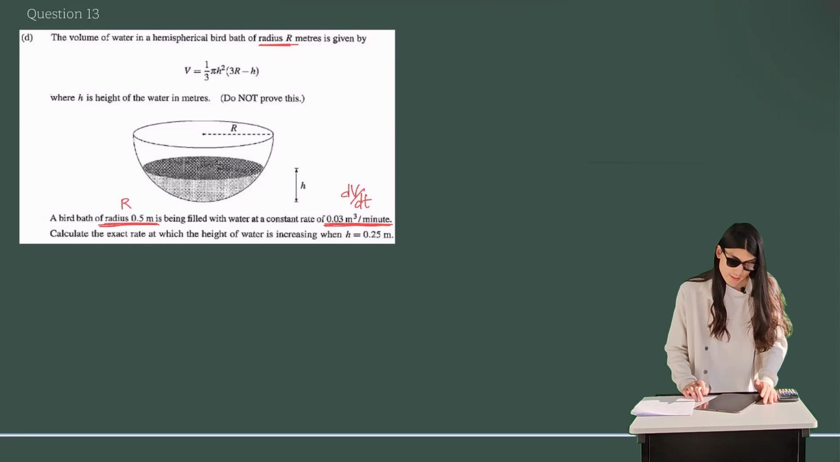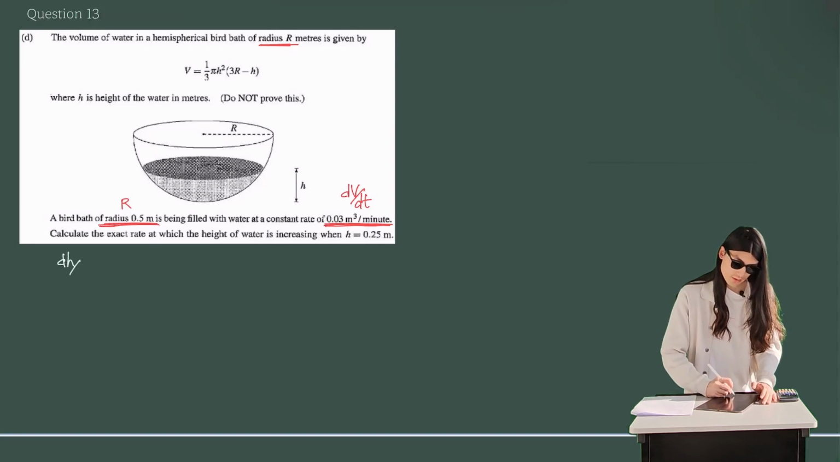Calculate exact rate at which height of the water is increasing. Okay. So the rate that they want you to calculate is then rate of change of height with respect to time, which of course we obtain through chain rule. dH dV multiplied by dV dt. Why? Because we had dV dt given in the question, didn't we? How do I get dH dV then?